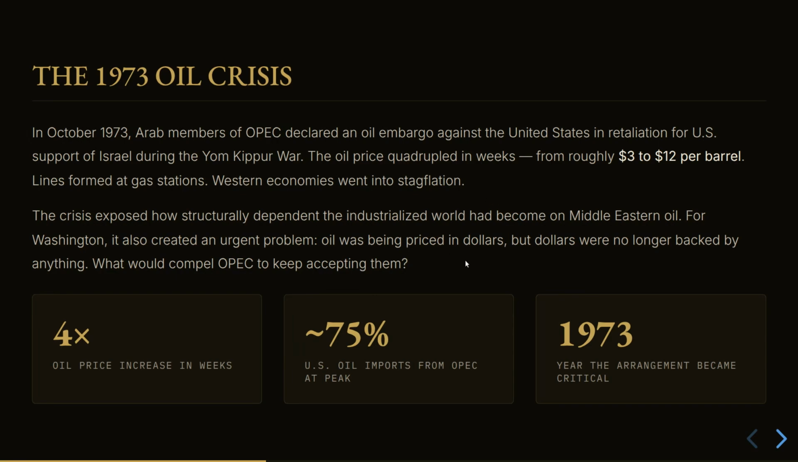Oil was being priced in dollars, but dollars were no longer backed by anything. What would compel OPEC to keep accepting them, right? So this is clearly a problem, immediately followed by the 1971 decoupling of US dollars to gold. We have a 4x oil price increase in weeks, 75% of oil imports from OPEC at the peak. So 1973 was the critical point.